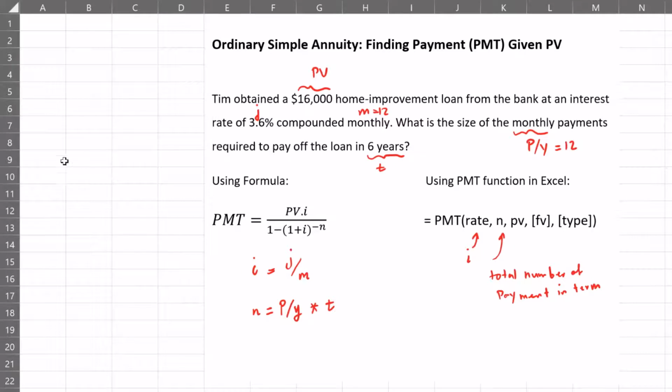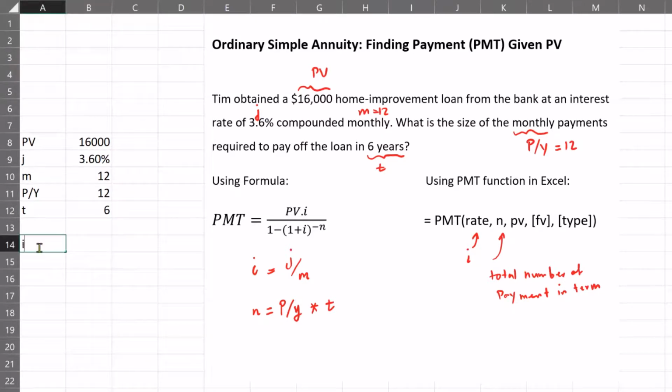So now let's enter these numbers into Excel. Our PV is equal to 16,000 because it is received today. If we want to follow sign convention, because it is a cash inflow for Tim, then it is positive. Interest rate is 3.6%. Number of compounding periods, 12. Number of payments per year, 12. And T, which is the number of years in the term, is 6.